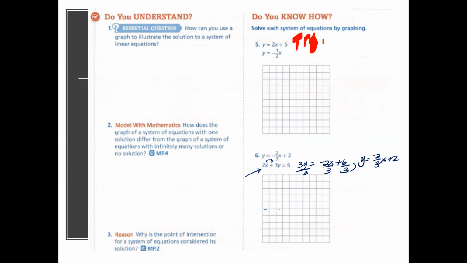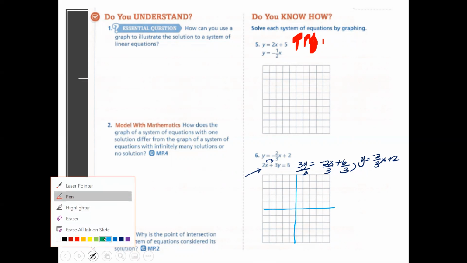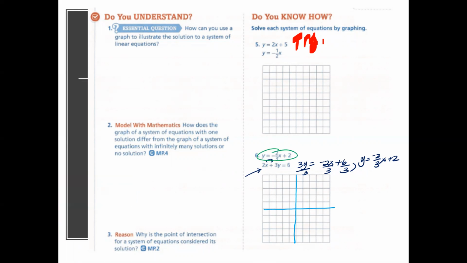Let's go and draw a grid. Start with the first equation. You're going to start at 2. Go down 2 over 1, 2, 3. Down 2 over 1, 2, 3. Now if you're running out of space, you can go up 2 over 1, 2, 3. And then connect the dots.